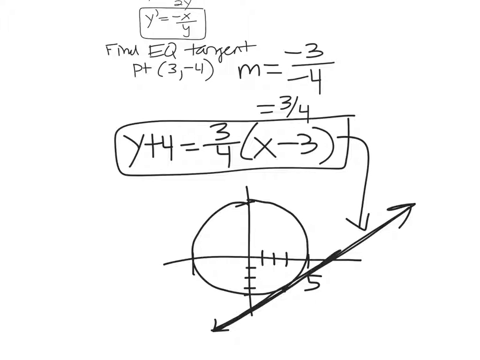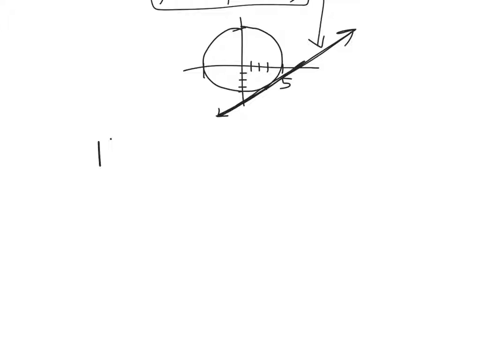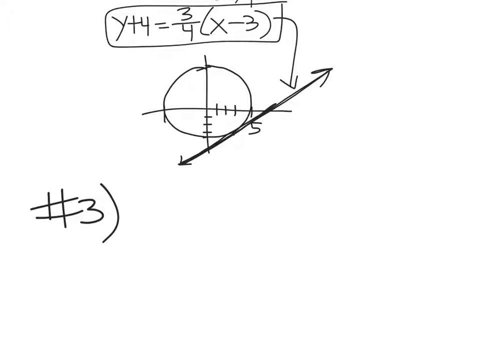We can do it on circles. We can do it on anything. So it's called implicit differentiation. Let's try another one. It's really not that bad. You just have to remember to do y prime whenever you take the derivative of y, anything with y in it, because you're taking the derivative with respect to x.